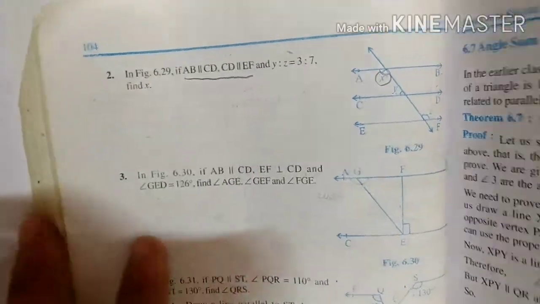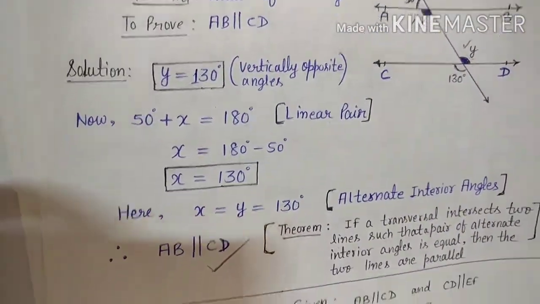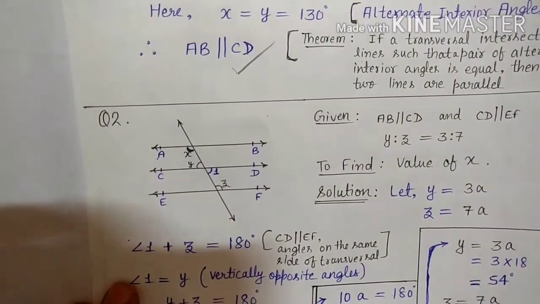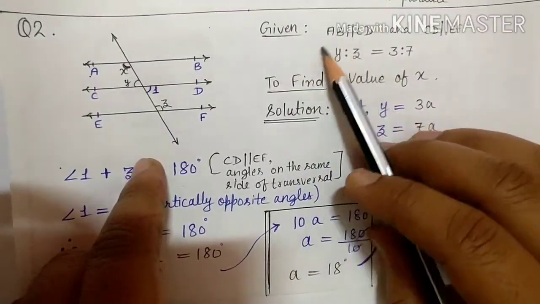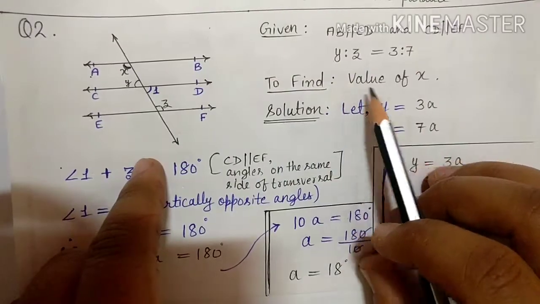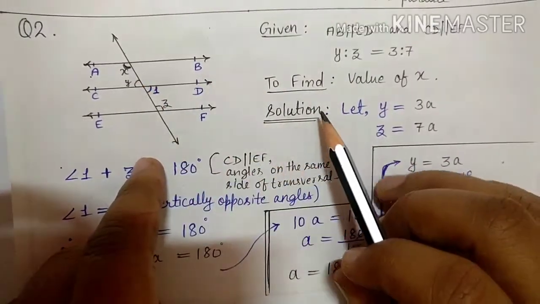Okay, so let's solve here. We have drawn this one also in our copy. Just check here. It is already given, what is given we have written here. Then what we have to find out? We have to find the value of x, and the solution, let's see.